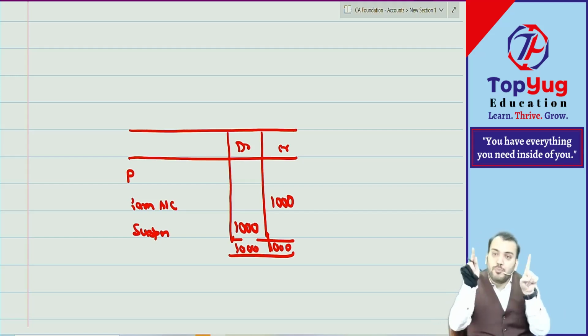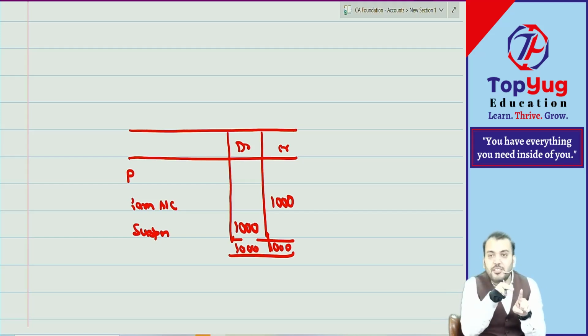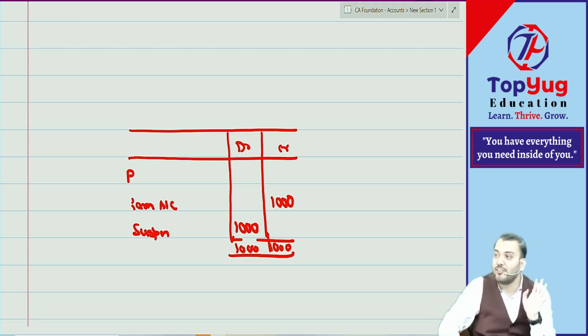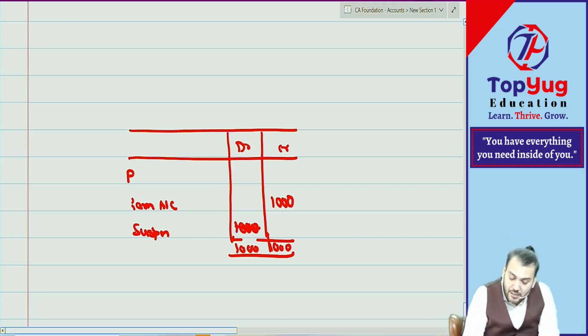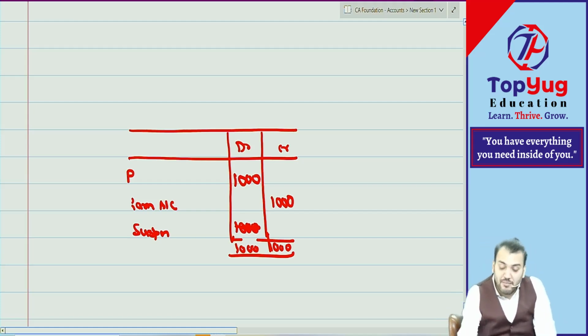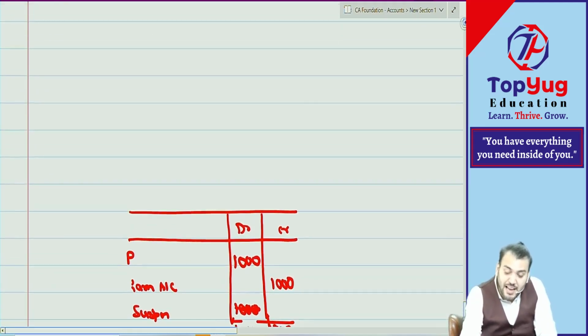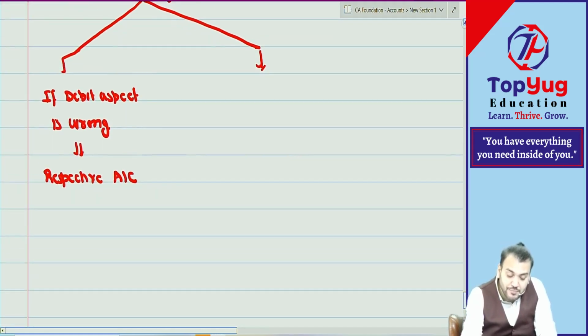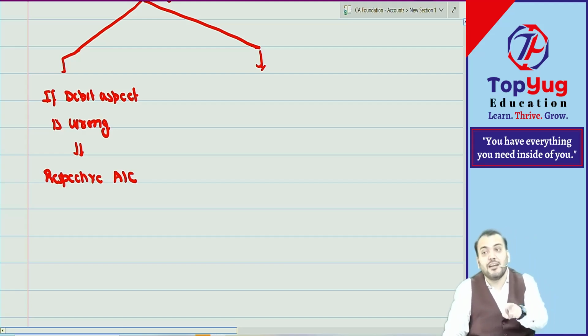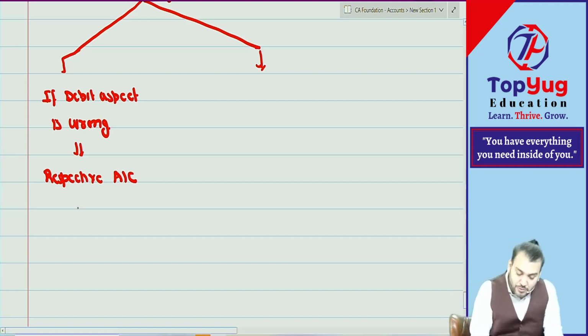So can you see if you prepare suspense account, debited by 1000, now credited by 1000 automatically becomes 0. So what I want to say with rectification journal entry, suspense account will be automatically closed and this will become nil. And which account is debited? Purchase account debited and trial balance will tally. Correct. So what I want to say, if debit aspect is wrong, what is the rectified entry? Respective account debit to suspense account. This I want to say.